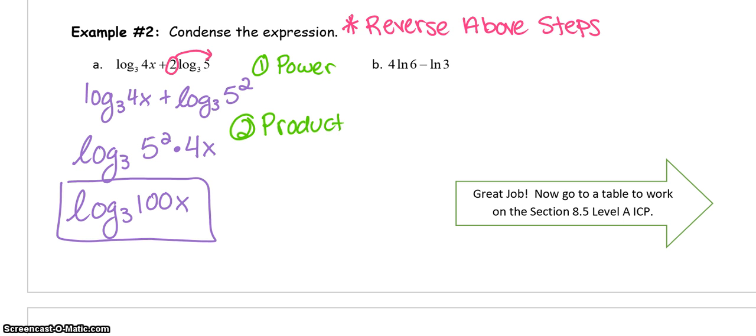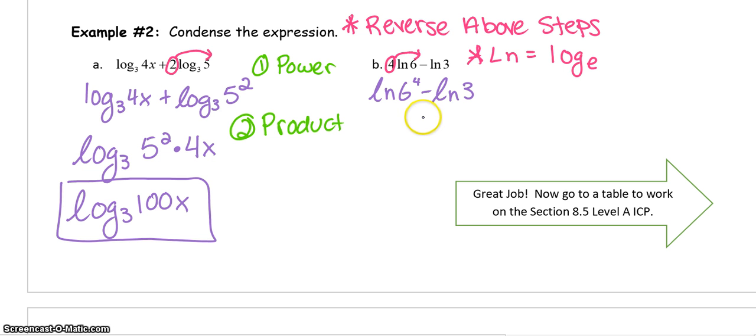Alright, and then let's take a look at the next one. We've got 4 ln 6 minus ln 3. And in case you forgot, ln is the same thing as just having log with a base of e. So ln is just kind of a fancy log. So if we look at this, I've got 4 ln 6 minus ln 3. So first thing we want to check for is any exponents, which I have right here, so we want to bring this up. So I have ln of 6 to the 4th minus ln of 3.